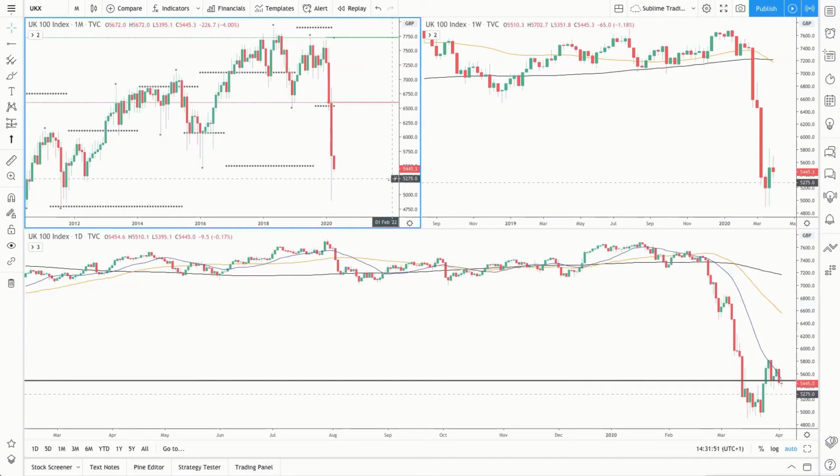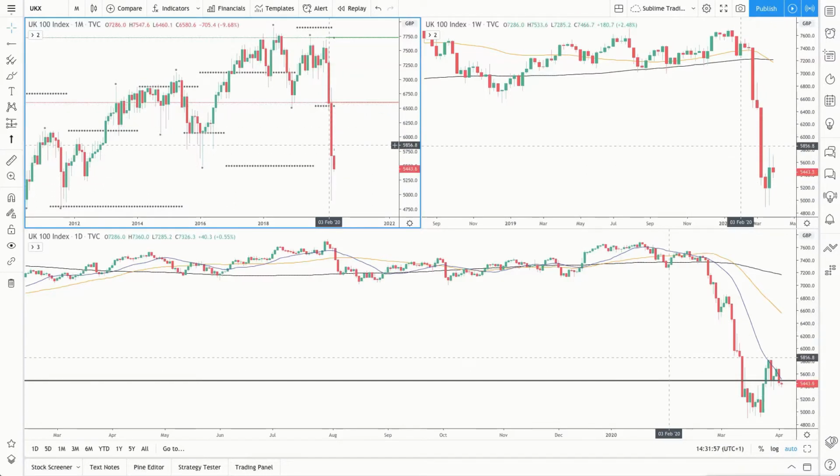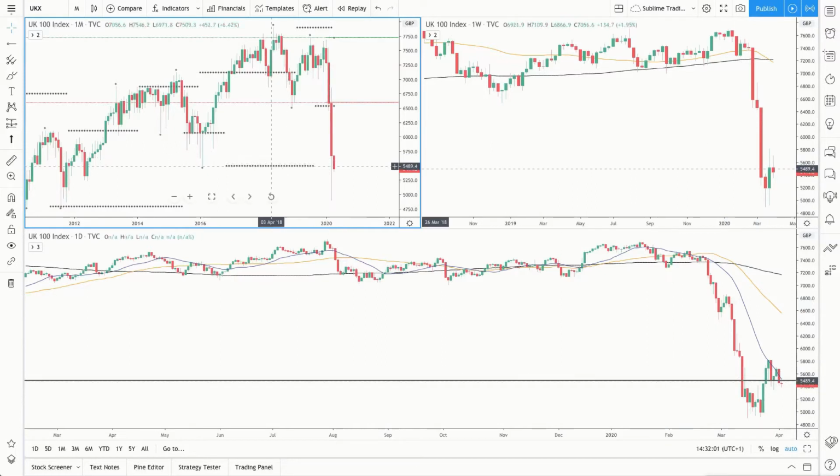If we start with the dollar index, we know overall this is very much a bearish looking chart. Strong month for the bears in March, but the bulls came in strong towards the end of the month, took price above this support level, which is the low of February 16.